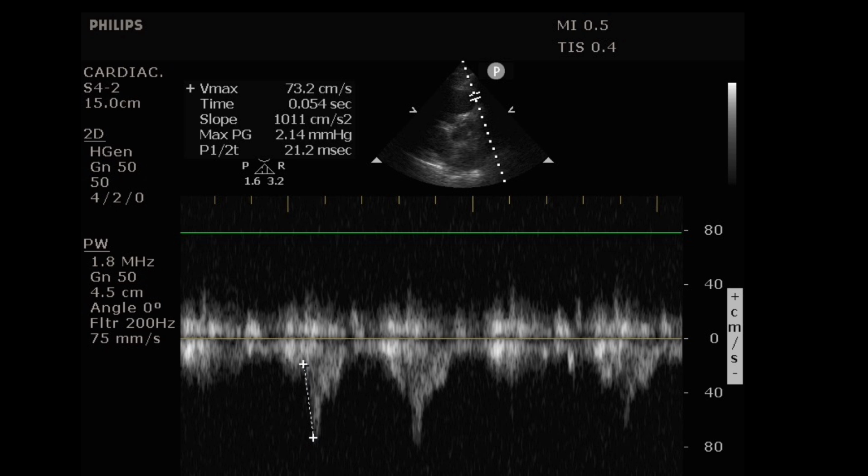So a couple different views that you can use, or a couple different reasons you can use a parasternal short, right? So that's PSLA, PSSA. Now we're moving on to our 4-chamber windows, right? And the first one we want to talk about is the apical 4, right?